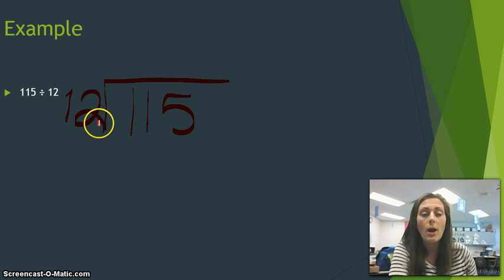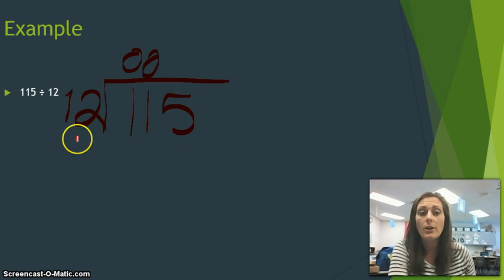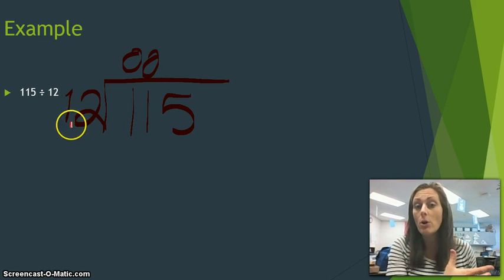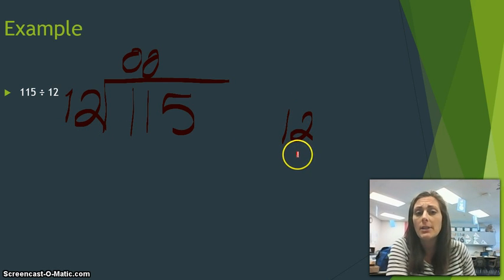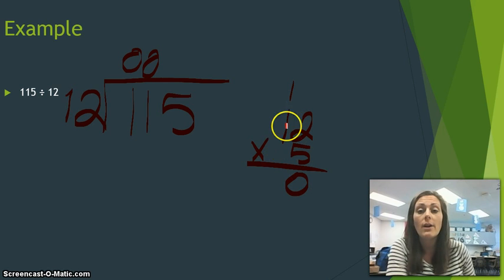So 12 does not go into 1. 12 does not go into 11. So how many times does 12 go into 115? Now you can say your multiples of 12 if you know them, but if not, take 12 times a number to see how many times 12 goes into 115. I always like to do 5 just because it's in the middle. 5 times 2 is 10. Carry the 1. 5 times 1 is 5 plus 1 is 6. So that's 60. So we're pretty low.